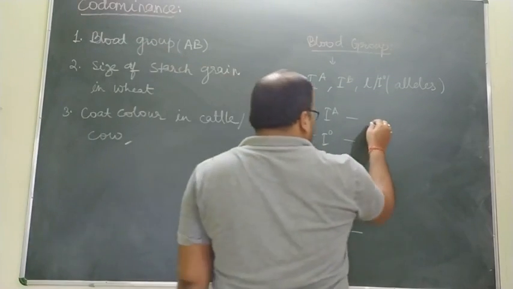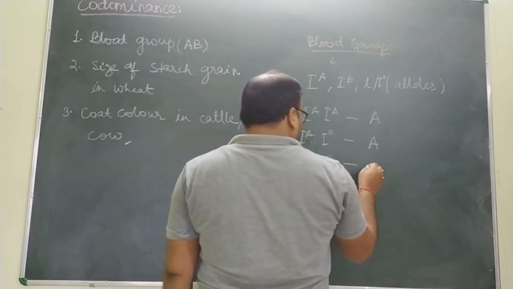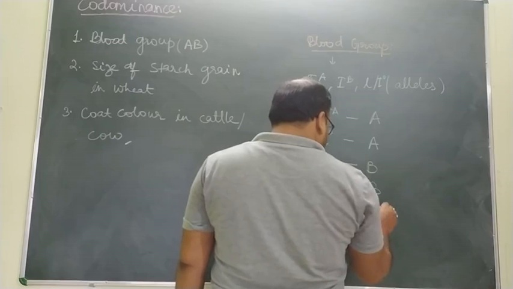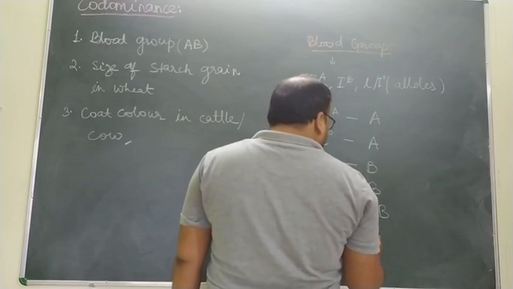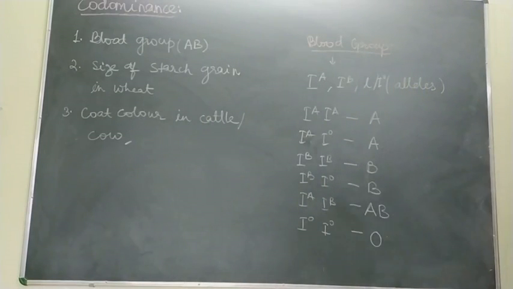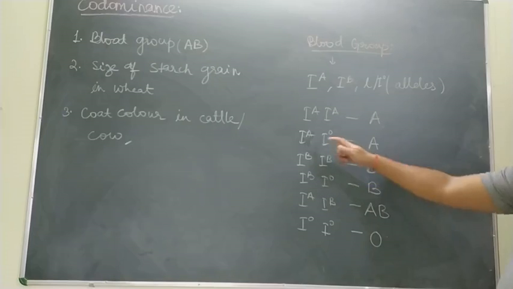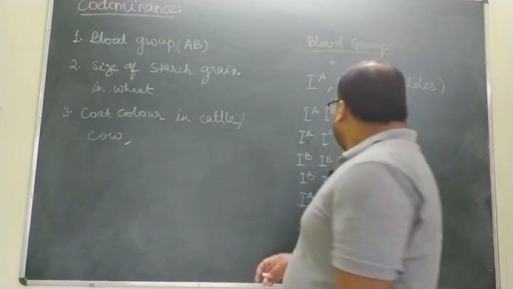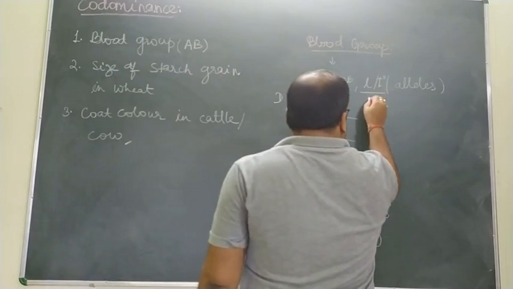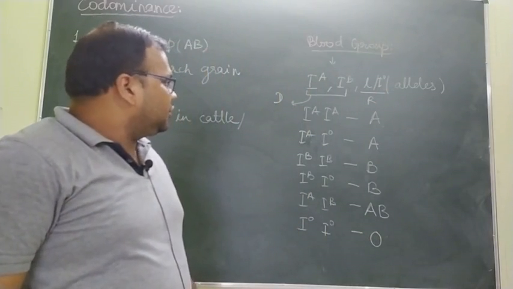So in the first case the blood group is A, second case also A, third case B, fourth case B, fifth case AB and sixth case O. So this is the inheritance of blood group in human beings. When both dominant alleles are present, it is AB. Of these 3 alleles, IA and IB are considered dominant alleles, and i is a recessive allele. So this is the story of inheritance of blood group.